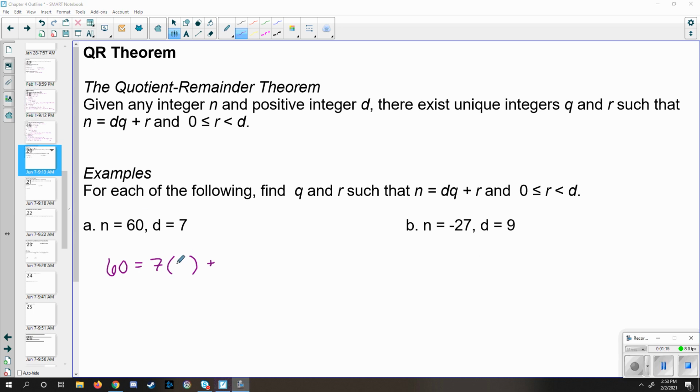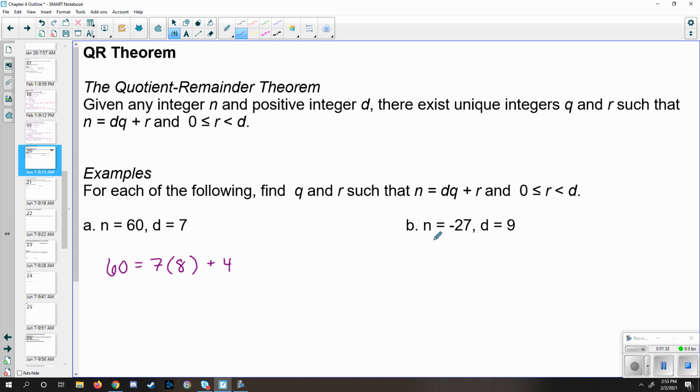Since we know that 7 times 8 would give us 56, that's the closest we're able to get to 60 without going over, and then our remainder would be 4. And this is something you could also set up using long division. It's just a different way of showing how the quotient remainder theorem works.